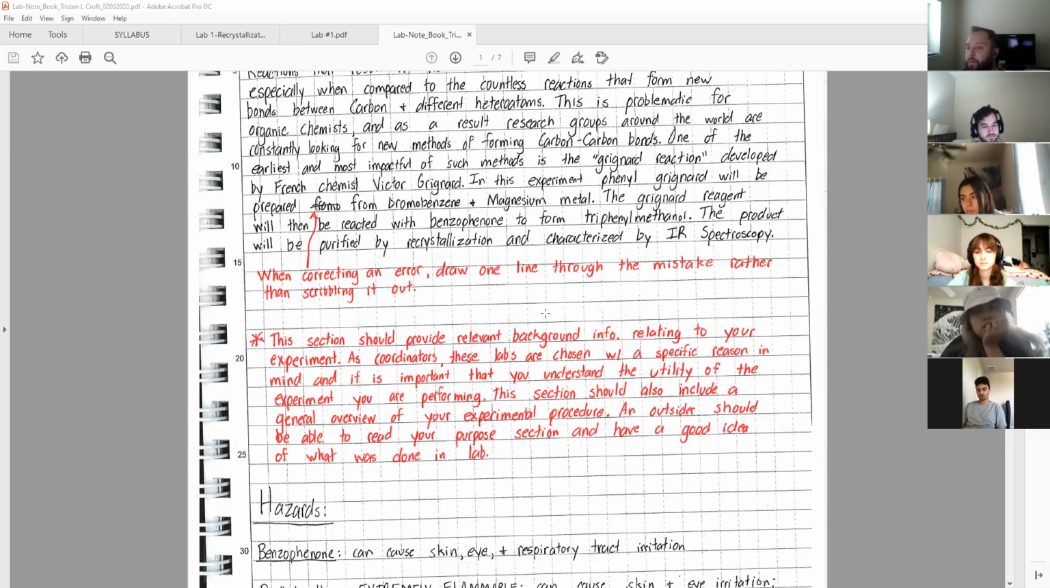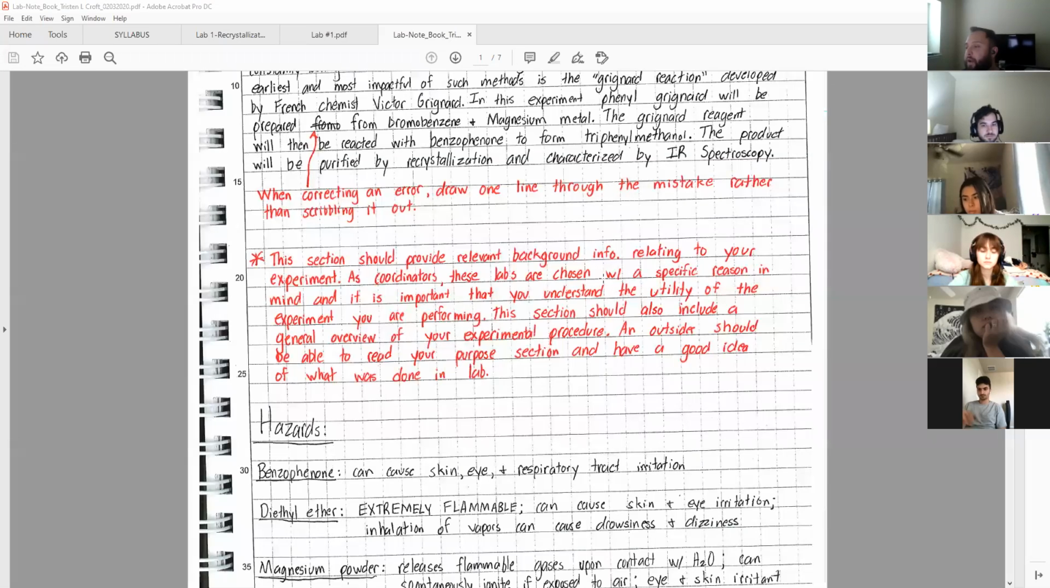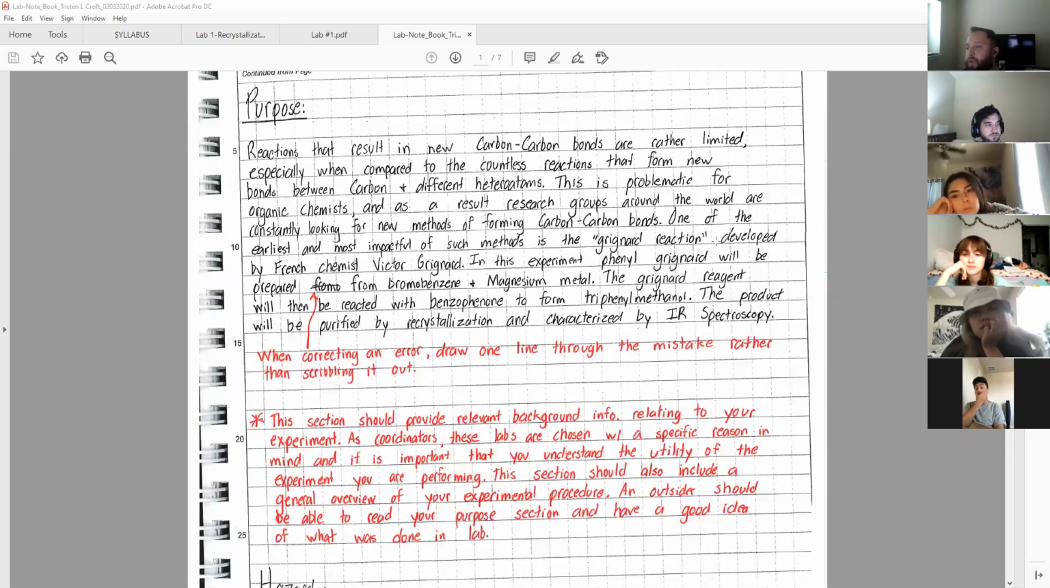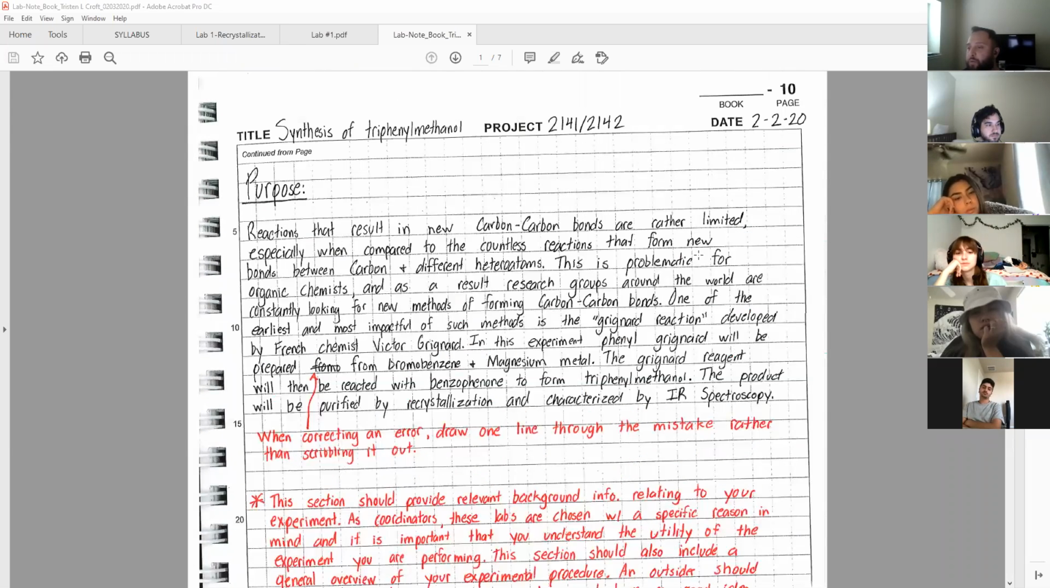Okay, so just like it says in here, this section should provide relevant background information relating to your experiment, to understand the utility of the experiment. So just read this, go through it, and understand not necessarily the actual stuff it's talking about, but just what they're trying to say about the experiment, and what kind of things you should include for your experiment.